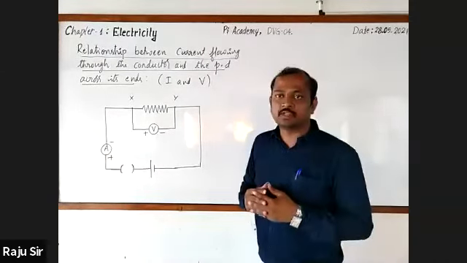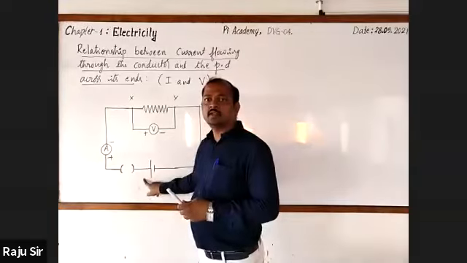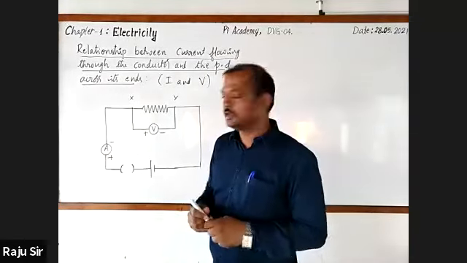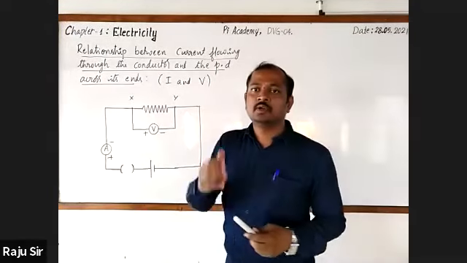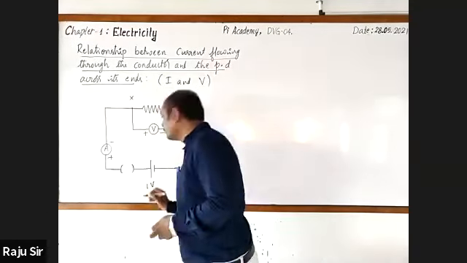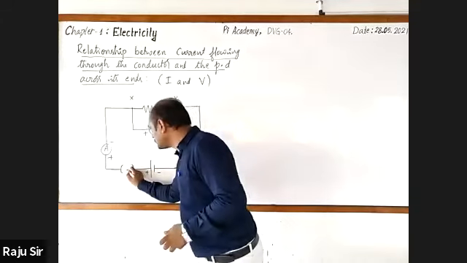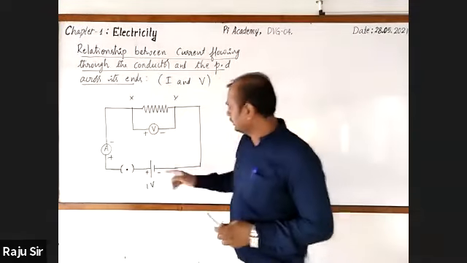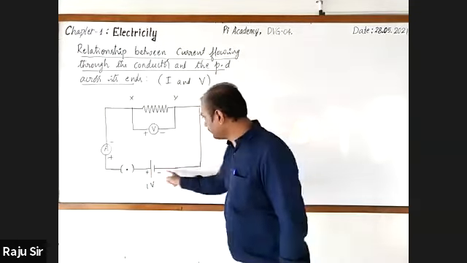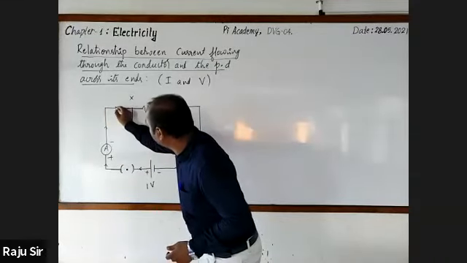Now let's move on to the actual procedure. Dear students, here we have used one cell having some potential difference. It may be just 1 volt or 2 volt, 1.5 volt, whatever it is. Just take this as a 1 volt cell. Now I'm going to close the circuit. When the circuit is closed, the charged particles start moving from negative terminal to positive terminal. But we show the direction of current from positive terminal to negative terminal like this.